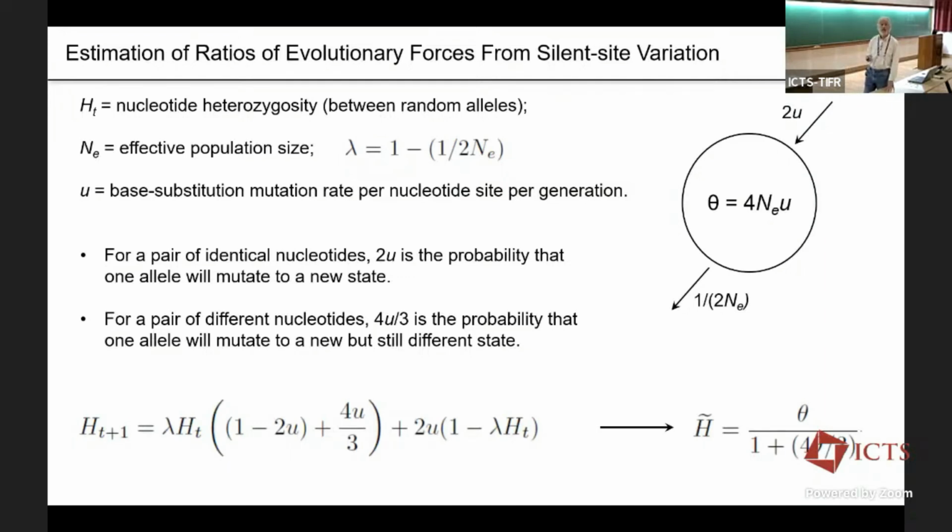Theta is an observed, measurable quantity, and mu is an observable quantity. NE is an inferred quantity. So for most purposes, we can think of it as just being theta over 4 mu. Yeah, that's what I'm going to be doing, I think.